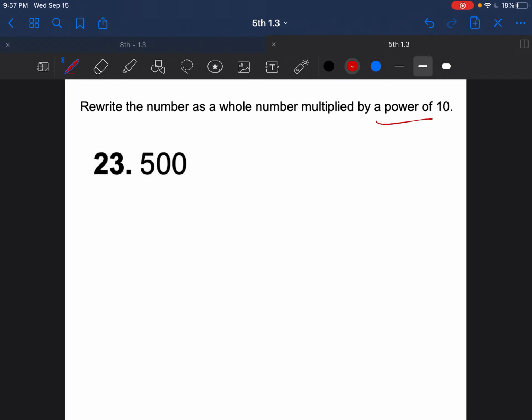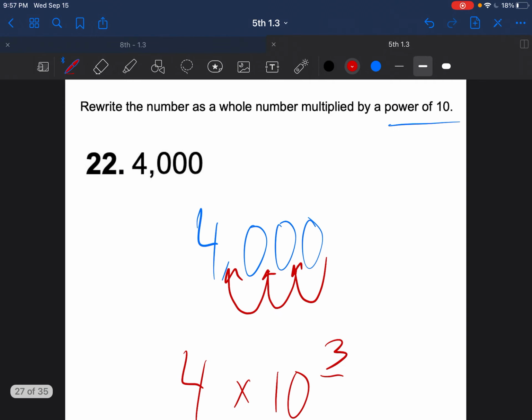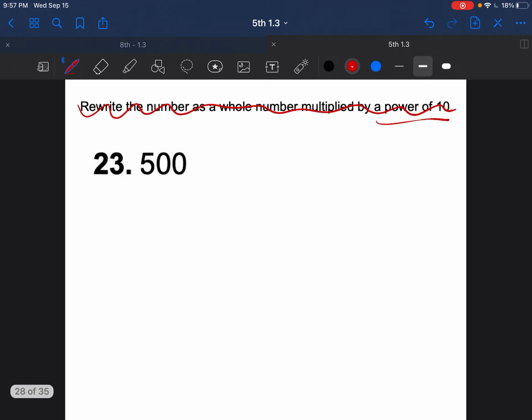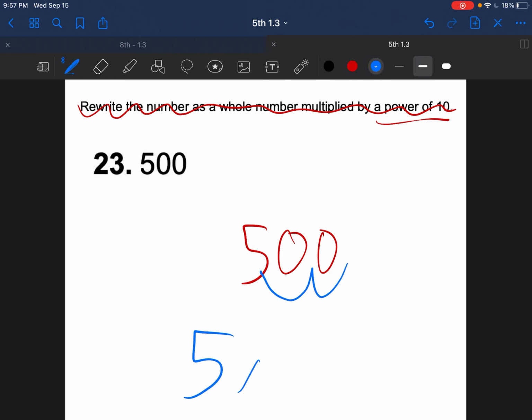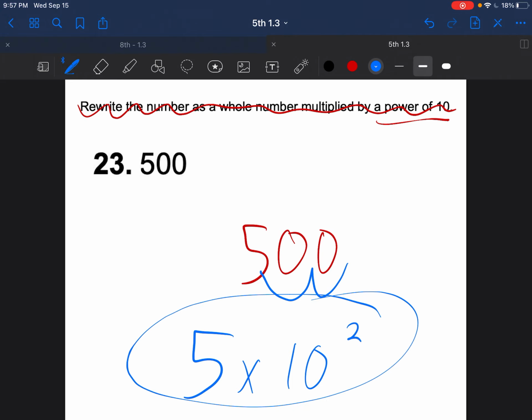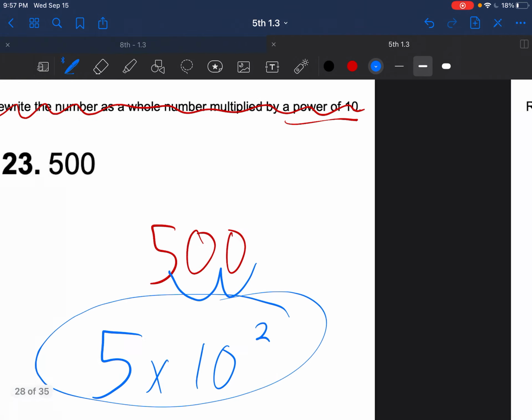Same thing, write it as a power of 10. Again, I'm not asking you guys to write this down. Please don't write it down, right? Don't write this down. So we have 500. Let's move our bunny hops. 1, 2. So it's 5 times 10. How many bunny hops? 2 bunny hops. 5 times 10 to the 2nd power. Let's do the next one.